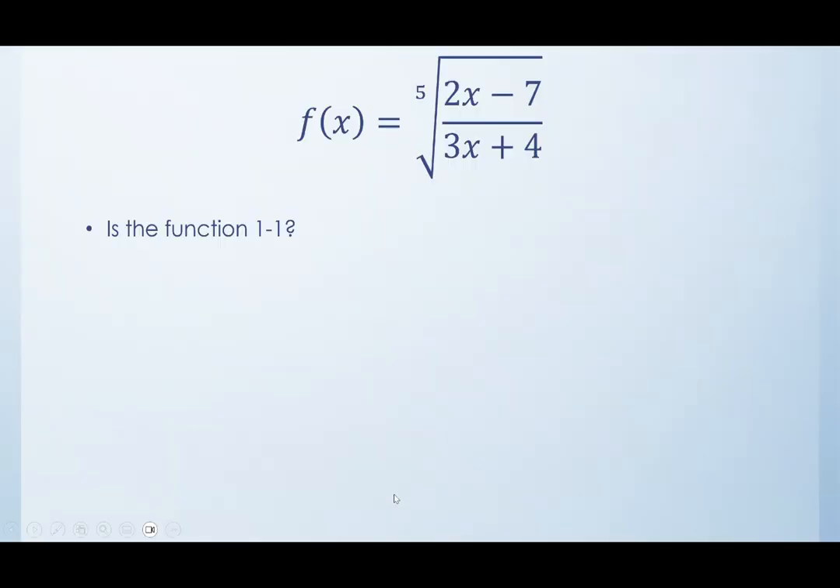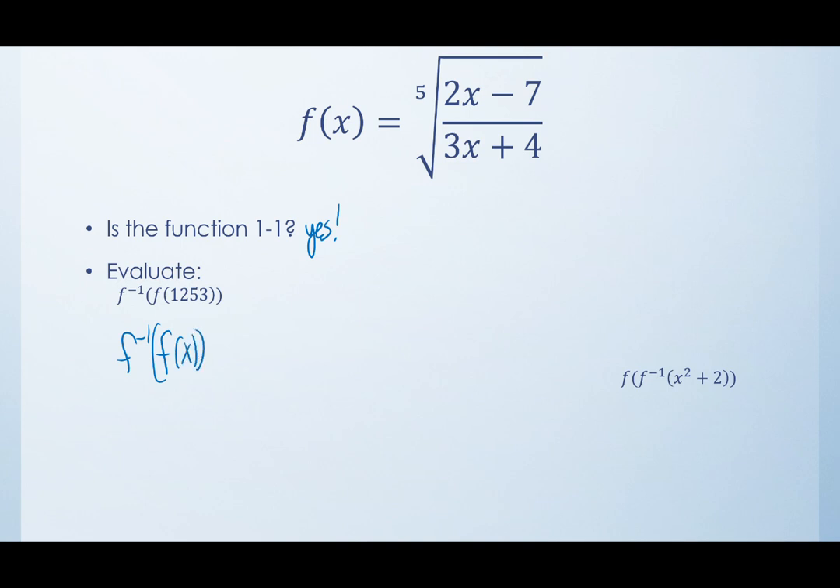But what we are going to ask is to evaluate the function. We want to evaluate f inverse of f of 1,253. And we say, okay, we know it has an inverse. Do we need to find the inverse? No, because we know f inverse of f of x will just be x. So this will just be 1,253.